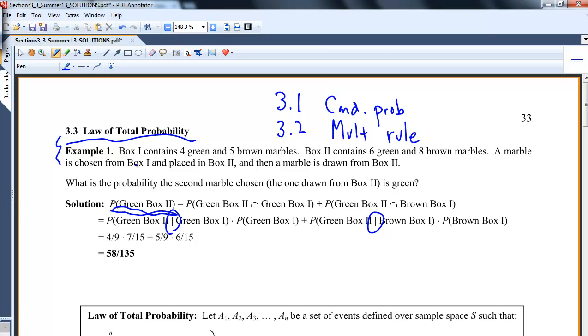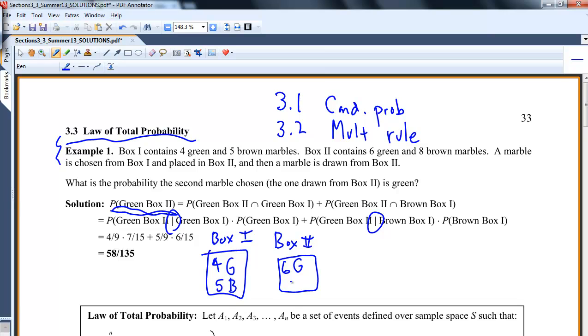So imagine you have a box. Box one has 4 green marbles and 5 brown marbles. And then box number 2, you can probably hear the dogs walking around, their toes are clicking, has 6 green marbles and 8 brown marbles. Okay, so I'm going to draw a marble out of box 1 and put it into box 2. And then I'm going to draw a marble from box 2.